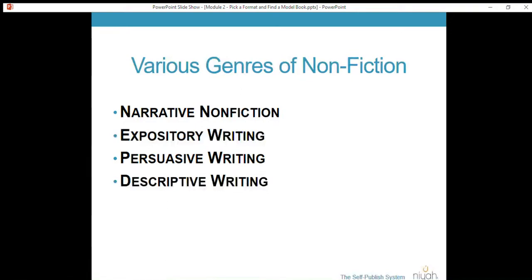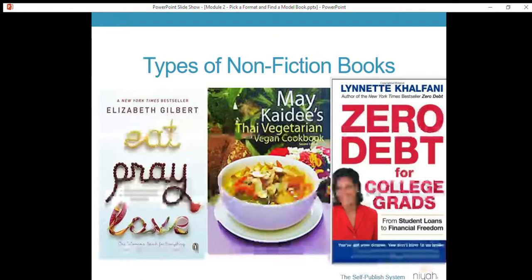Okay, so those are the four different types of nonfiction books. So here are some examples. We have Eat, Pray, Love. Many people know about that. It was a memoir, right? So it's based on her true experiences. This is not fiction because she actually went through these processes. She actually went through these experiences, and then she's writing about it.